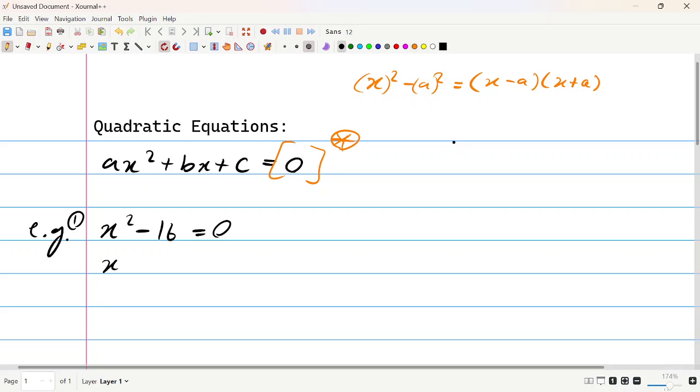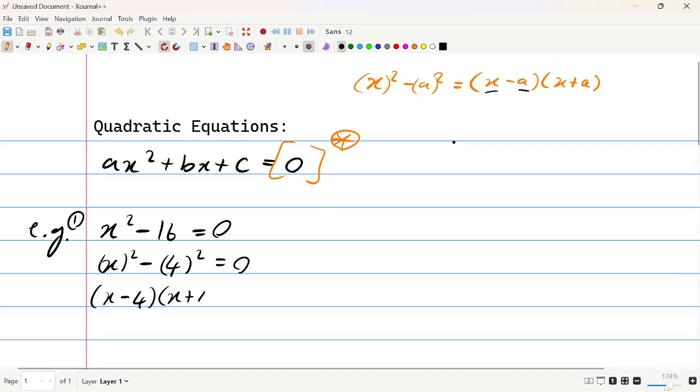But in this case, let's just use that rule. Clearly we have it in the form of x squared minus, what is the perfect square root for 16? It's clearly 4 squared. Okay. So therefore we'll use the difference of two squares, which tells us now that we're going to have x minus 4, right, where x is equal to the x over here, and 4 is going to be the a value. And then we multiply it by x plus 4. And that's just equal to 0.